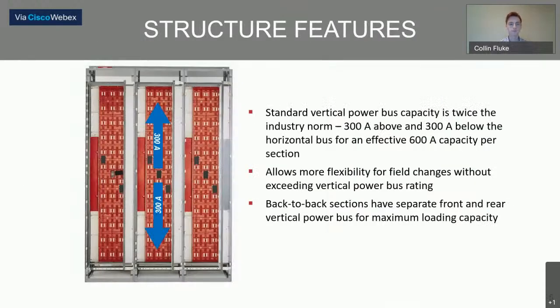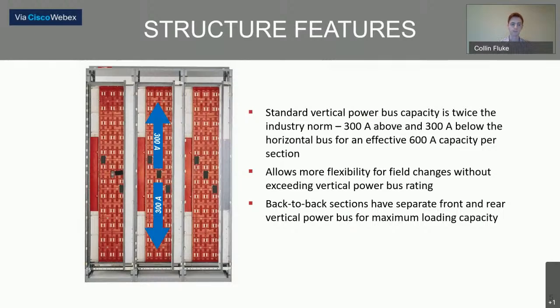Now talking about the vertical power bus, we have a 300 amp and a 600 amp bus. Since the horizontal power bus is located in the middle of the MCC, it's an effective 300 amps above and 300 amps below, giving you 600 amp capacity in that section. So if you have a 600 amp vertical power bus, you have 600 amps above and 600 amps below for a capacity of 1200 amps.